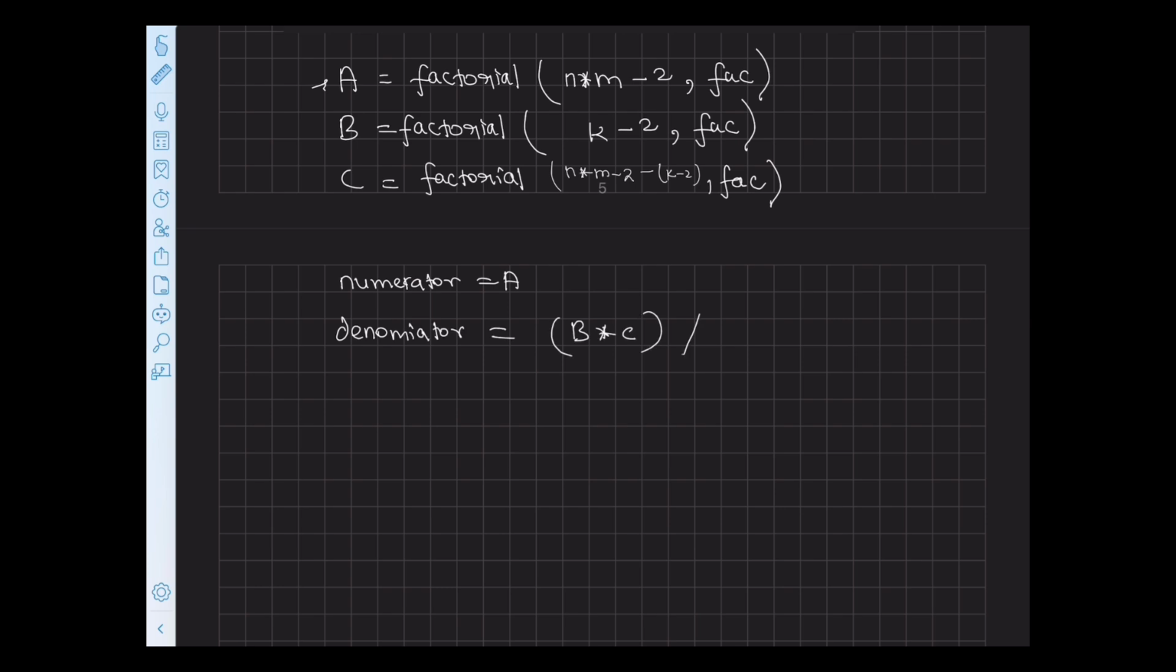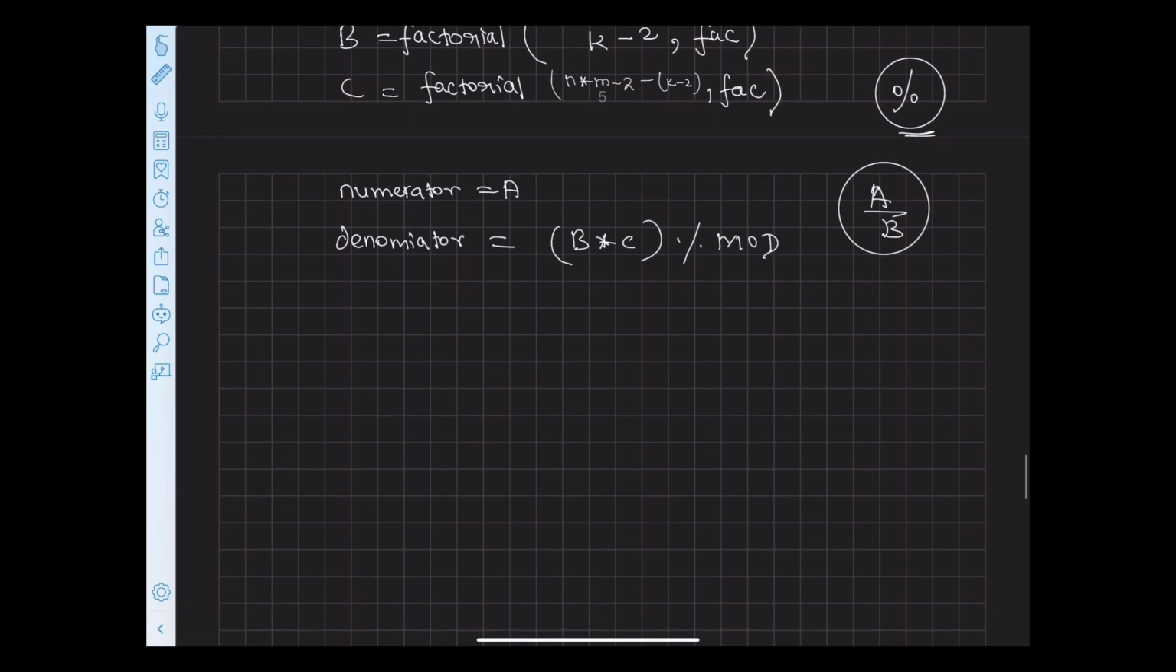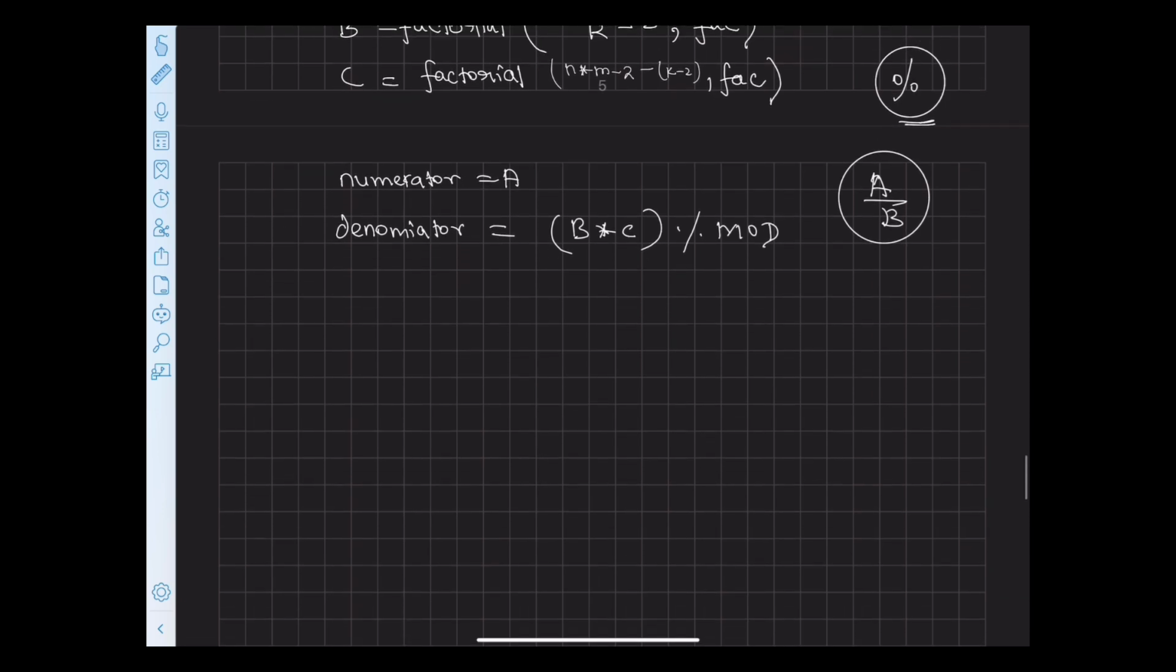Yeah, I can take its modulo as well. So what we need to find is a over b. The problem is because it's a modulo, right? We have to find the answer in modulo. So how do we do that? For that, we need to compute the inverse modulo. And how do we do that? If MOD is prime, we can use Fermat's little theorem.